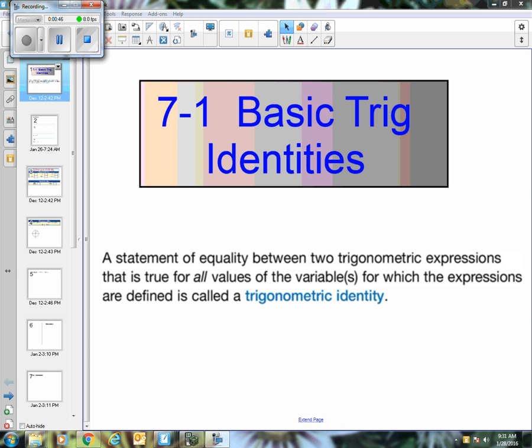So we've already looked at their graphs. We've talked about doing just arithmetic things with them. So now it's the natural progression. We're going to take a look at equations that use them.